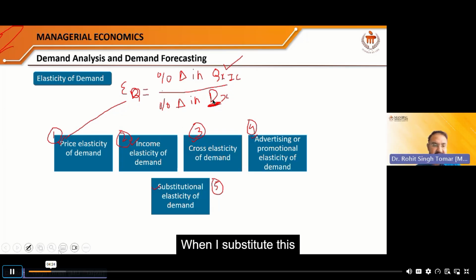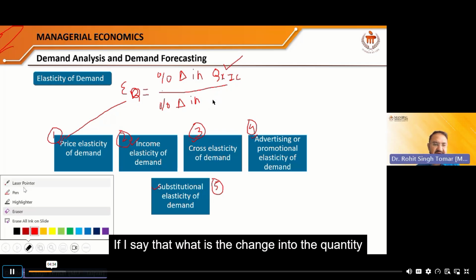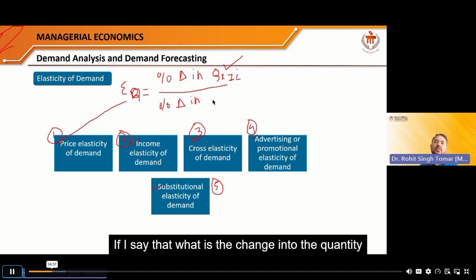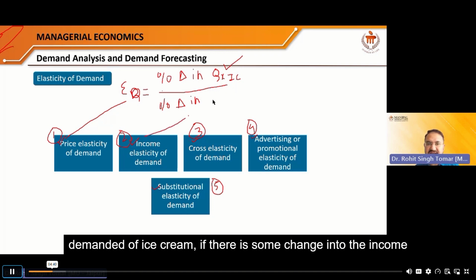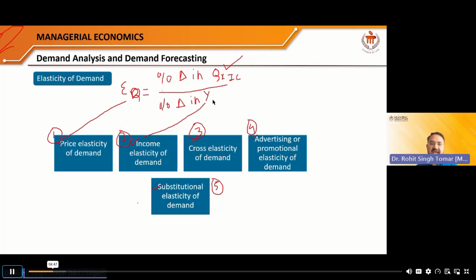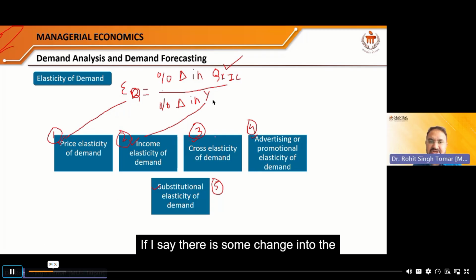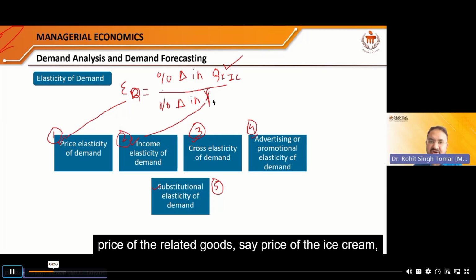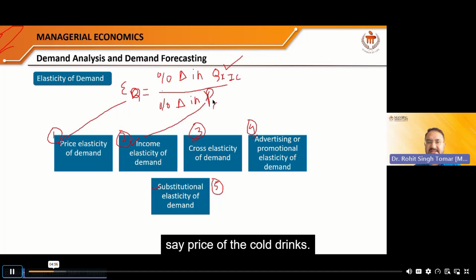When I substitute this D with the income, what should it become? If I ask what is the change in the quantity demanded of ice cream if there is some change in the income of the society, that will become the income elasticity of demand. If there is some change in the price of related goods, say the price of cold drinks, it becomes cross elasticity of demand.